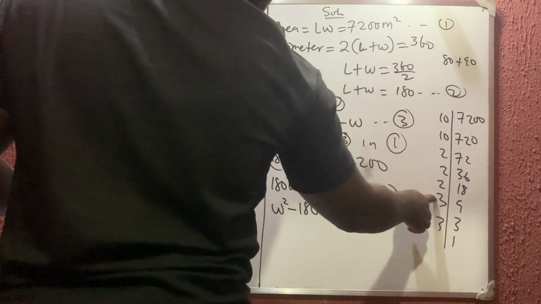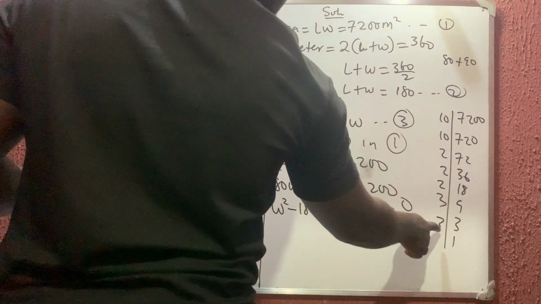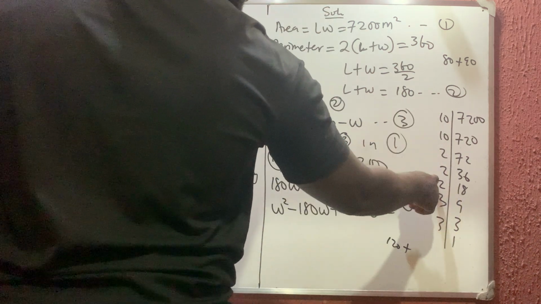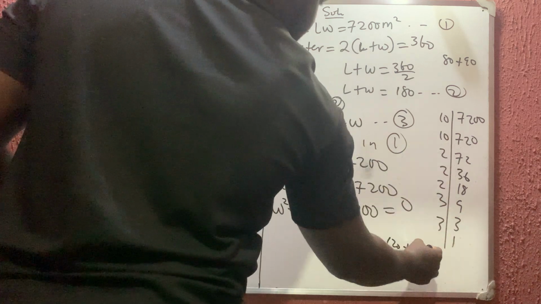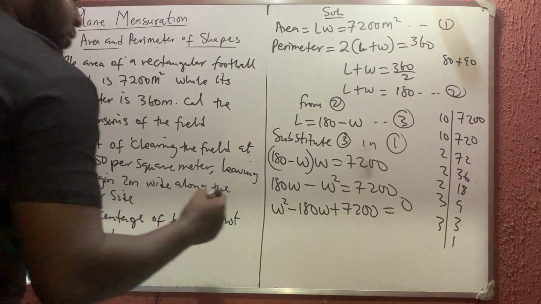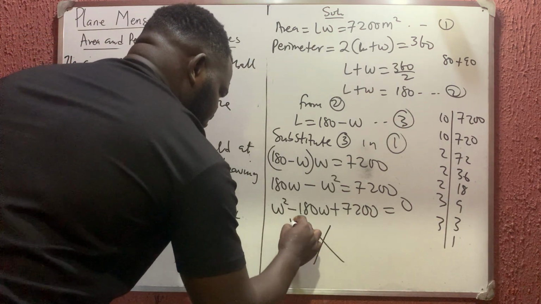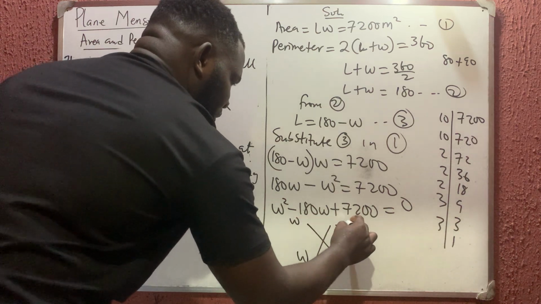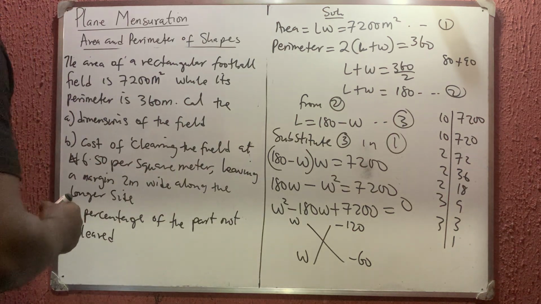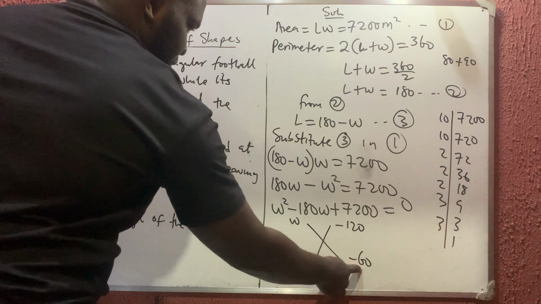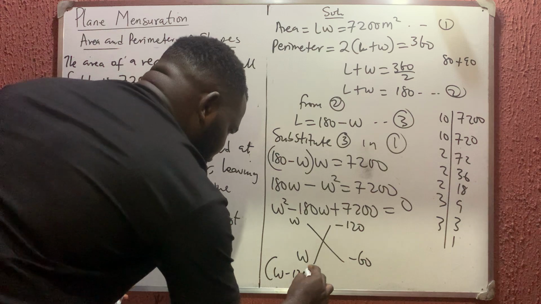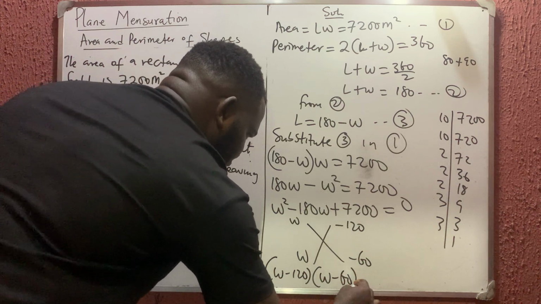So if I say 2 times 2, 4. 4 times 3 is 12. 12 times 10 is 120. Then 2 times 3 is 6, 6 times 10 is 60. 120 plus 60 is 180. Correct. So it's 120 and 60. Let me use this pattern. This is W and W, and here will be minus 120 and minus 60. If you check, it is correct, because this times this and this times this will give us this. So our answer is W minus 120 and W minus 60 is equal to 0.